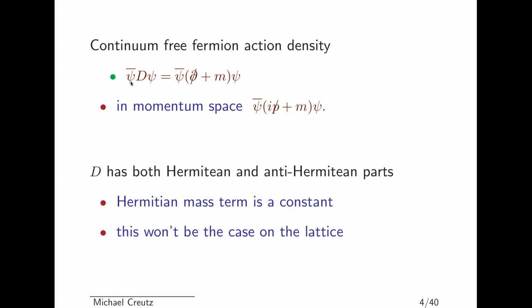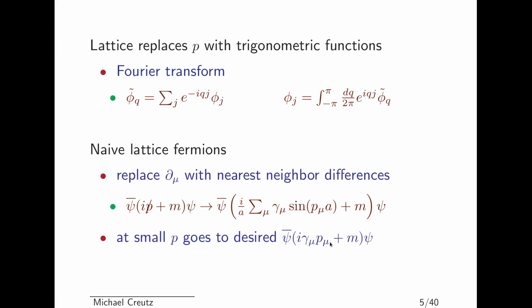So if we compare this with the continuum theory, it is just D slash plus m, which in momentum space is i p slash plus m. This is what we want to mimic on the lattice. And here D has both Hermitian and anti-Hermitian parts. The Hermitian part is the mass, and the anti-Hermitian part is the momentum. And in the continuum theory, the Hermitian mass term is a constant. This will not be the case on the lattice.